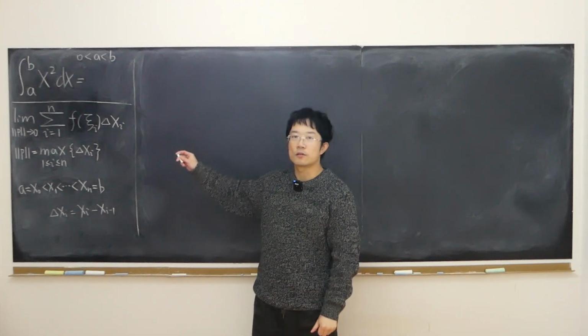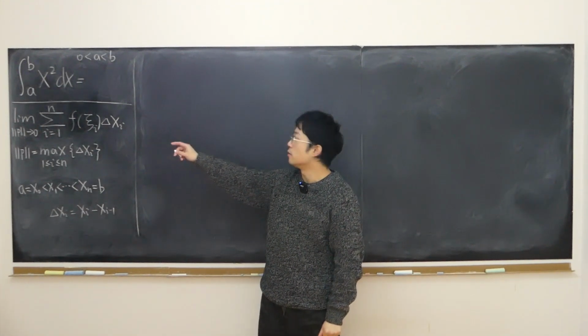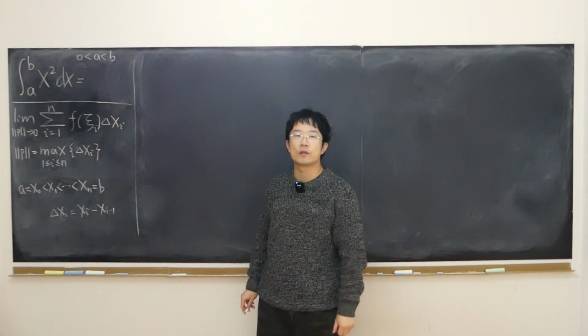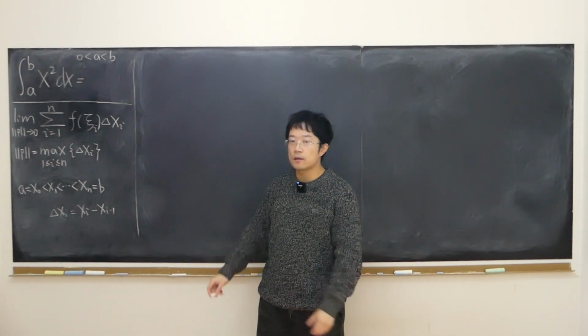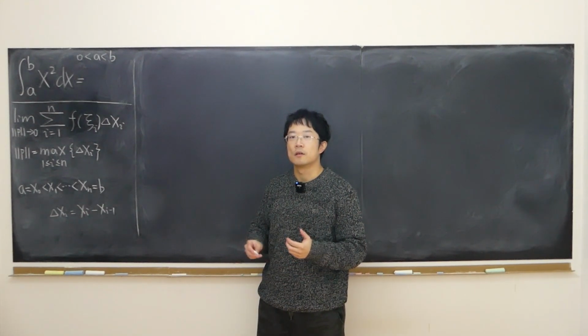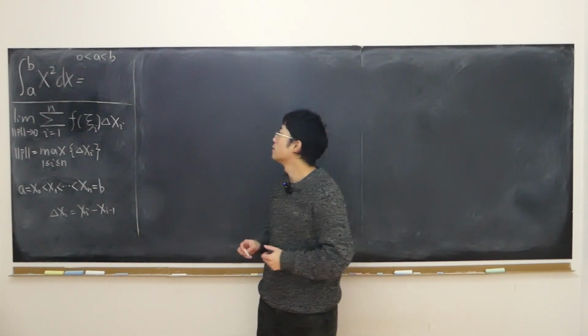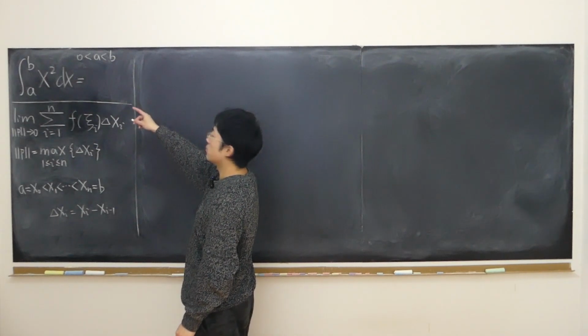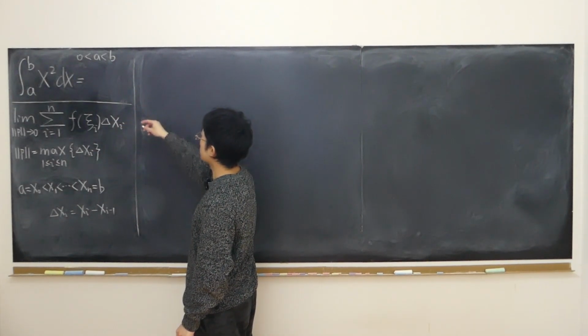How do we find out the definite integral from a to b of x squared dx without finding its antiderivative? Just pretend we haven't learned about the Newton-Leibniz formula. Here, of course, we assume a and b are both positive and a is less than b.